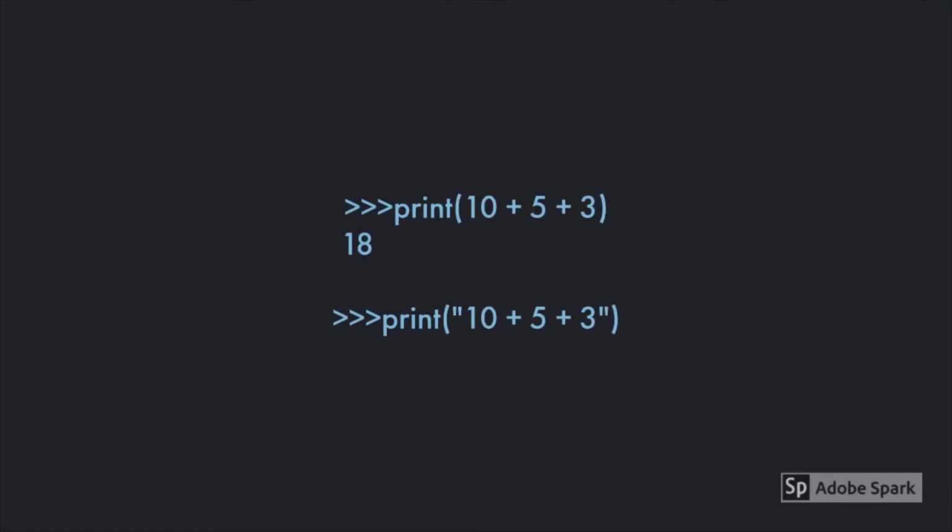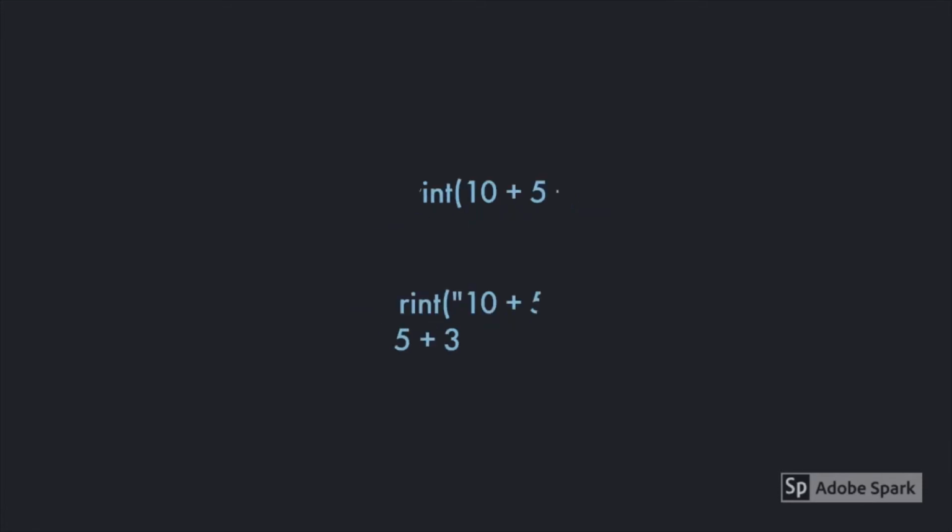Now that we know that when we print out 10 plus 5 plus 3 will give us 18, what would happen when we put quotes around it? Want to take a guess? When I run the command, you can see that instead of printing out 18, it literally prints out 10 plus 5 plus 3. That's because the computer thinks that this is a string.